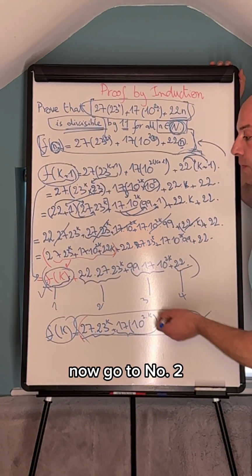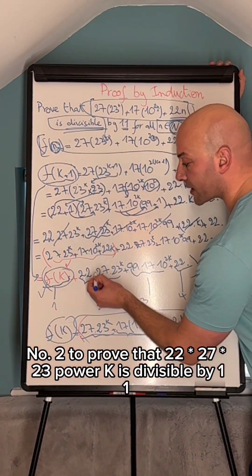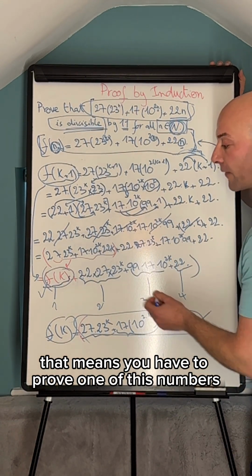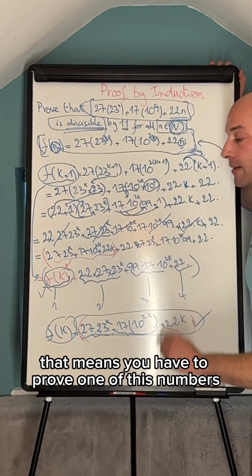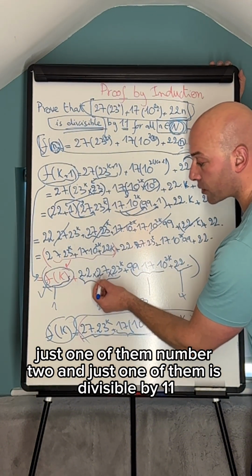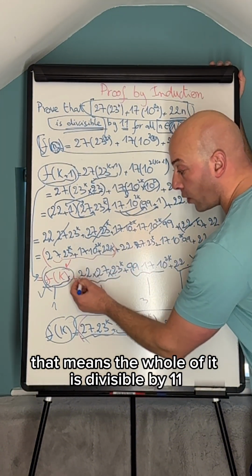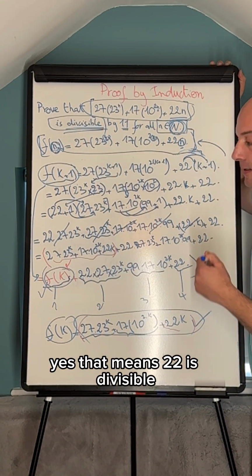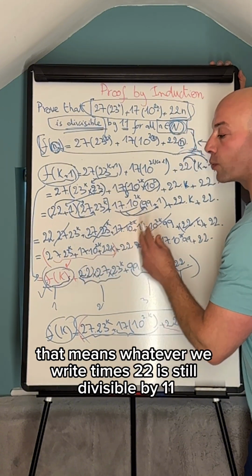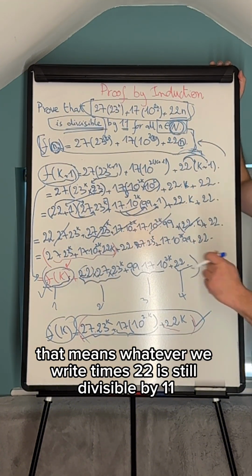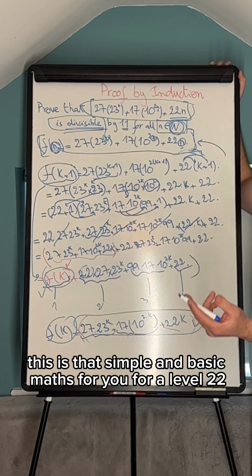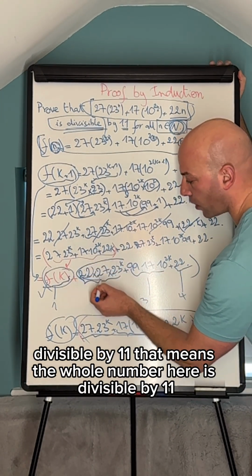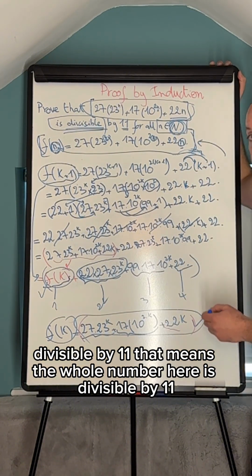Now go to number 2. To prove that 22 times 27 times 23 power k is divisible by 11, we have to prove that just one of these numbers is divisible by 11. That means the whole of it is divisible by 11, which is that simple. Is 22 divisible by 11? Yes. That means whatever we write times 22 is still divisible by 11. This is that simple and basic maths for you for A level. 22 is divisible by 11, that means the whole number here is divisible by 11.